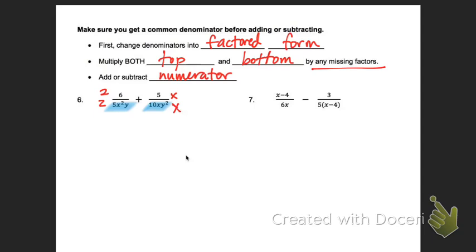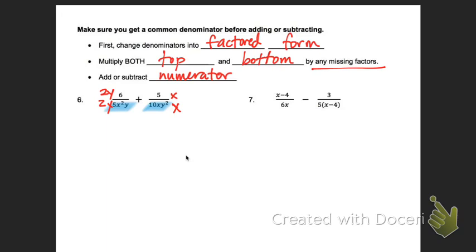And then the y's, I've got a y and a y squared. What do I need to do? Put a y on the left. So the left is multiplied by 2y, the right is multiplied by x.